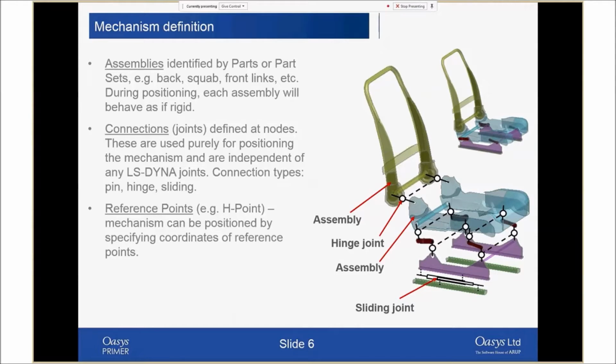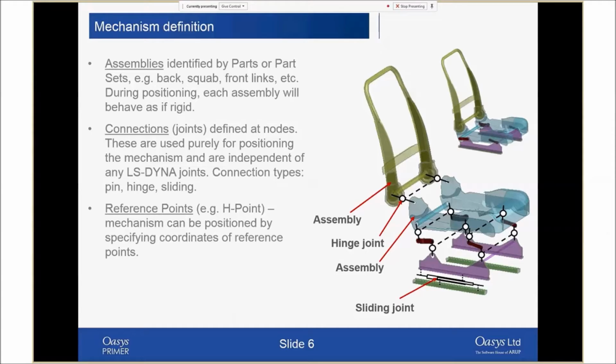And then we've got the third component, which is reference points. So the H point is an example of this. And these are points in space that are linked to assemblies in your model and can be used to position your seat or constrain your seat.